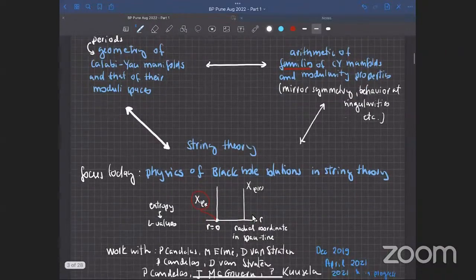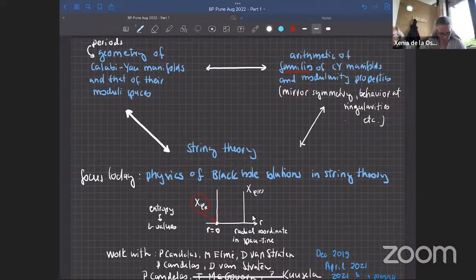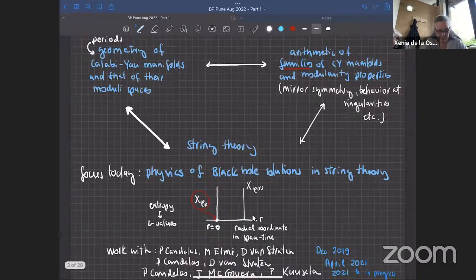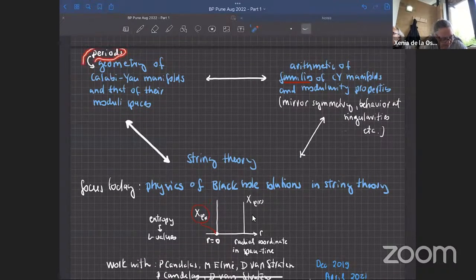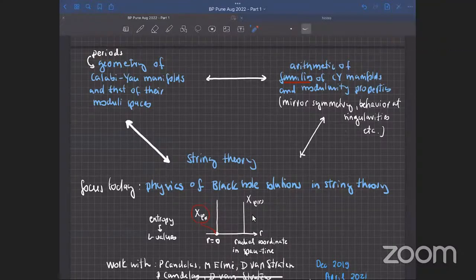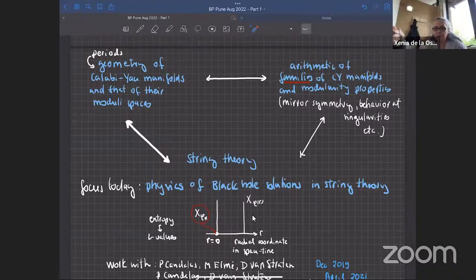So the idea, maybe this is what we're going to discuss in these talks, is connections between geometry, number theory, and string theory. In terms of the geometry, we are interested in the geometry of Calabi Yau manifolds and that of the moduli spaces, and these geometries are determined by objects called the periods. So part of the message of these talks is that the periods are fundamental: the geometry and their moduli spaces, and also the arithmetic of these objects.